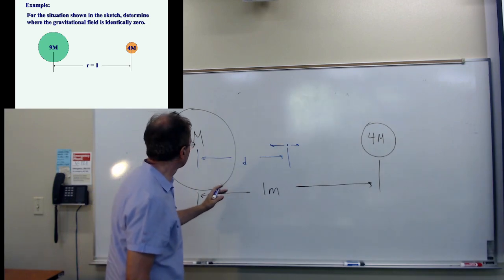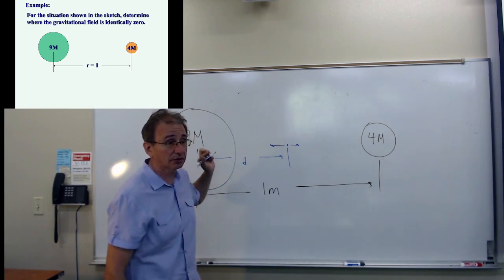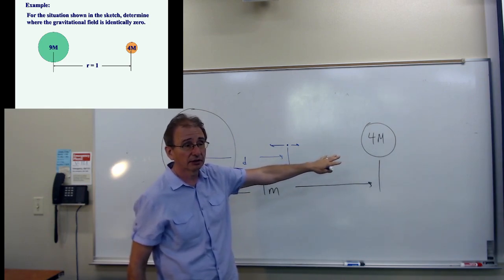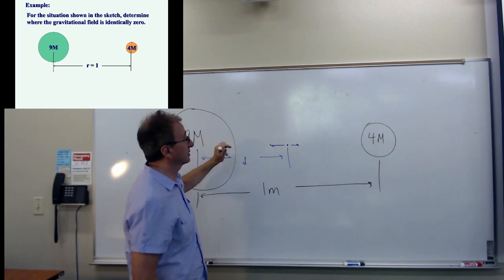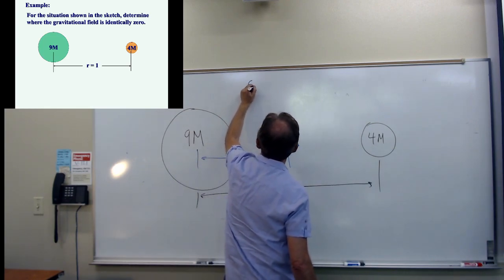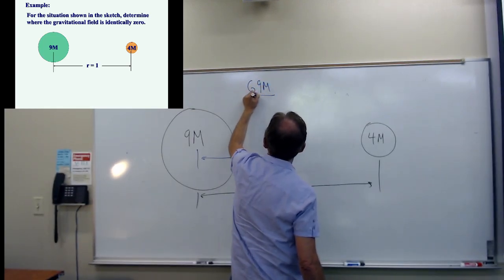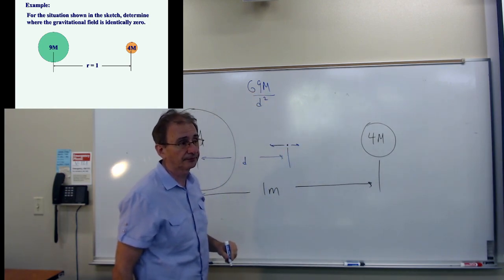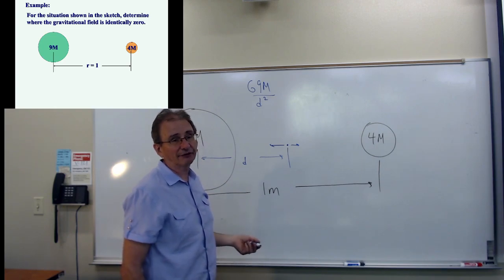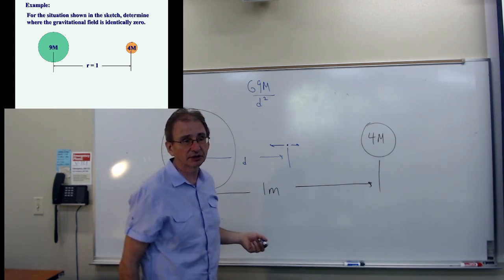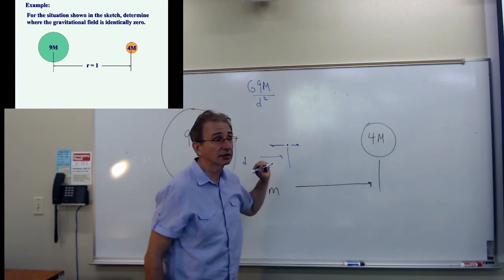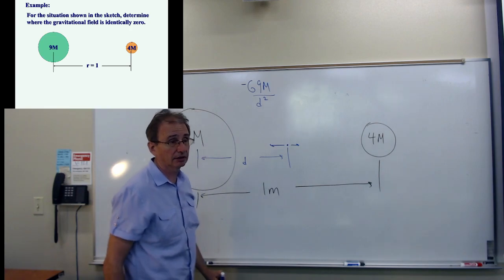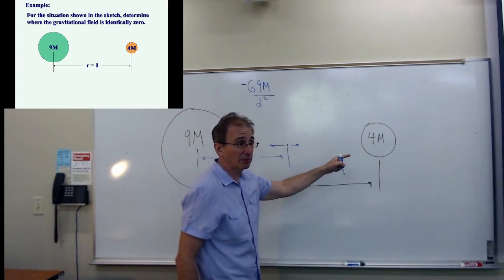I want the magnitude of the field due to this mass to be equal to the magnitude of that field, right? The magnitude of this field is big G times 9m over d squared. Really what I have to do is sum the fields and set them equal to 0. Would it be negative? Yes, you're right, it's negative. And the other field will be positive then, right?